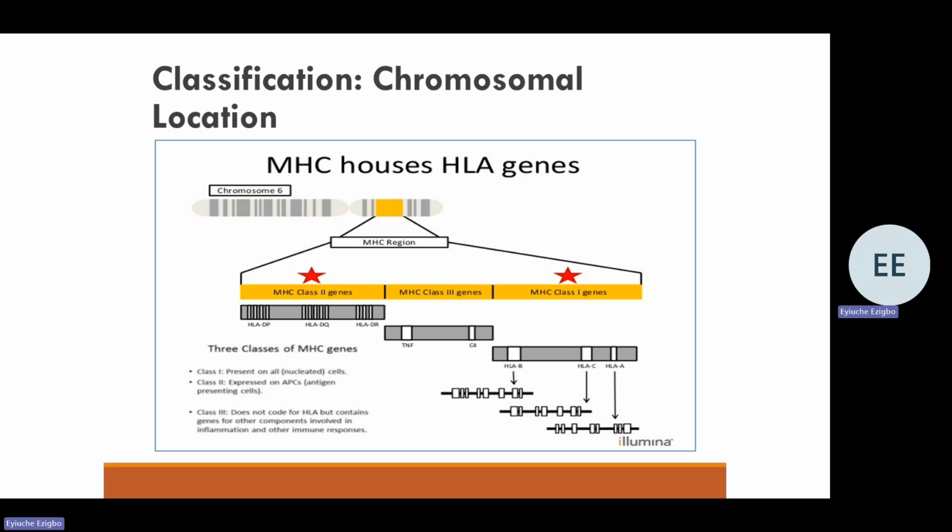So, classification: the chromosomal location of the MHC molecules. The MHC is housed on the short arm of chromosome number 6. You can see it from these diagrams, in the place that is shaded with yellow. This is the location of the MHC on the short arm of chromosome 6. From there, we have our MHC class 2 genes, MHC class 3 genes, and MHC class 1 genes. So this is the chromosomal location of the MHC complex.